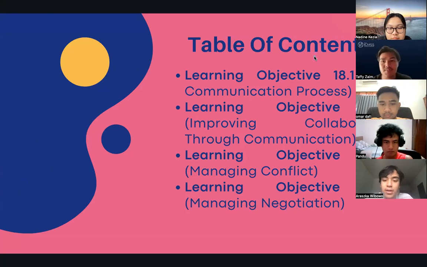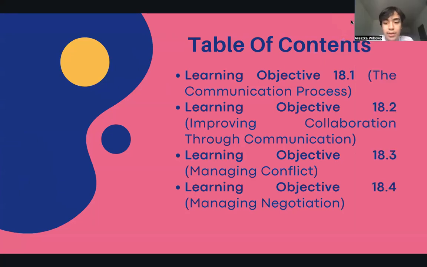So the table of contents today: the first learning objective, 18.1, is the communication process. Second learning objective, 18.2, improving collaboration through communication. The third learning objective, 18.3, managing conflict. And the last learning objective of this chapter is 18.4, managing negotiation.